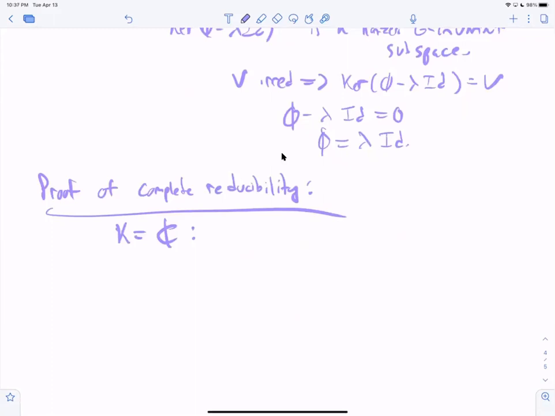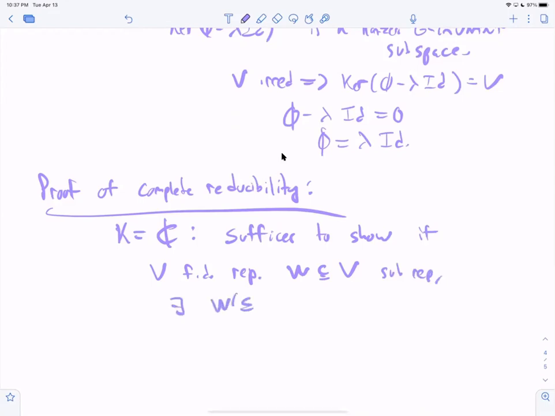So it suffices to show that if V is a finite dimensional representation, and W containing V is a subrepresentation, then there exists a W prime, a complementary subrepresentation of V. So a subspace such that W plus W prime is equal to V, and W prime is a subrepresentation.